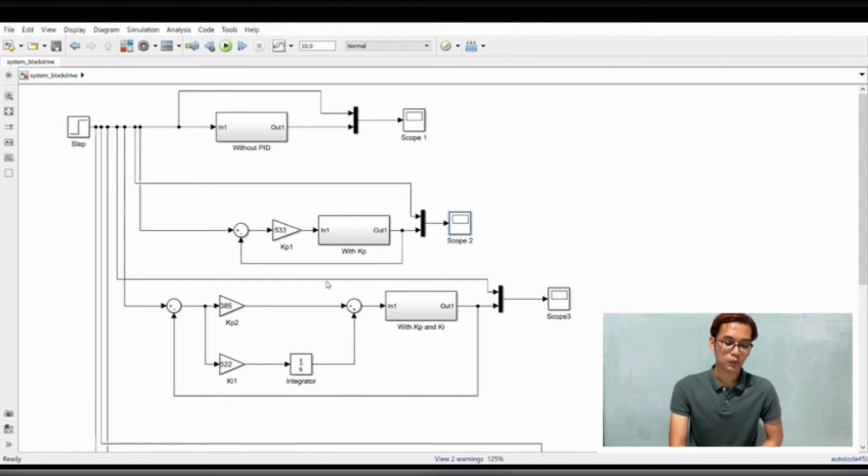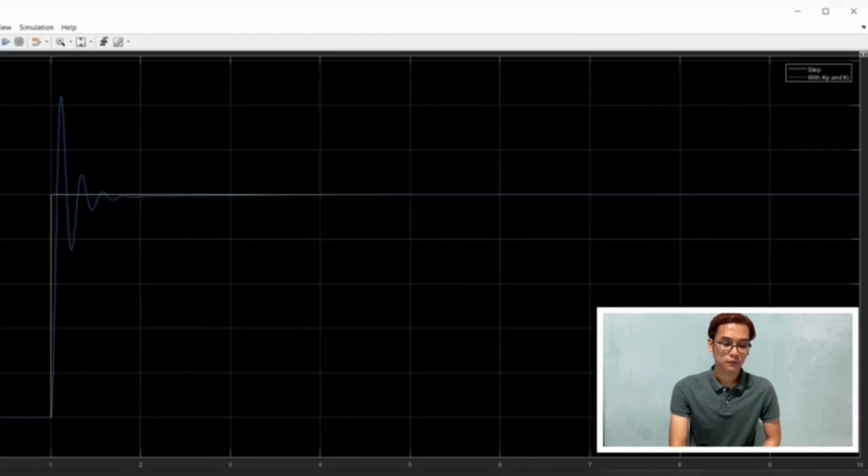Same as the second one, we have inserted a summing junction. We have a summing junction here, but this one is plus because we need to add the value of KP and the value of KI into our DC motor. That's why this one is a plus summing junction, and this one is the plus-minus summing junction, because this one is the feedback of our system. And this is our graph.